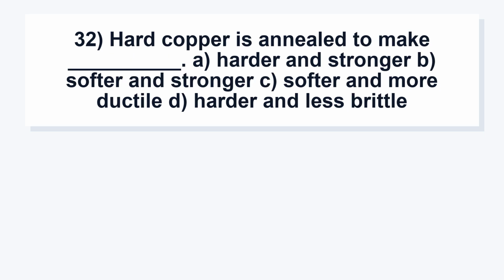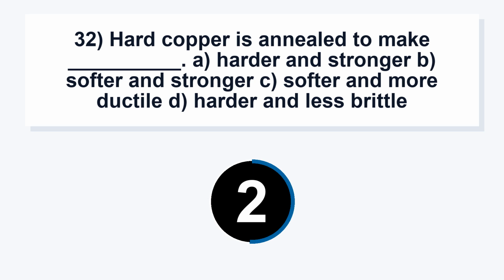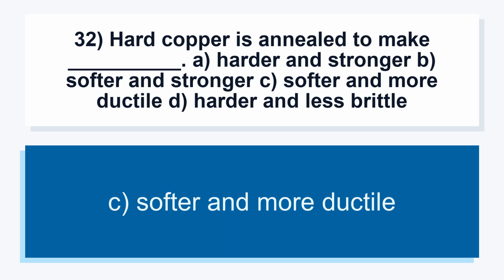32. Hard copper is annealed to make blank. A. Harder and stronger. B. Softer and stronger. C. Softer and more ductile. D. Harder and less brittle. C. Softer and more ductile.